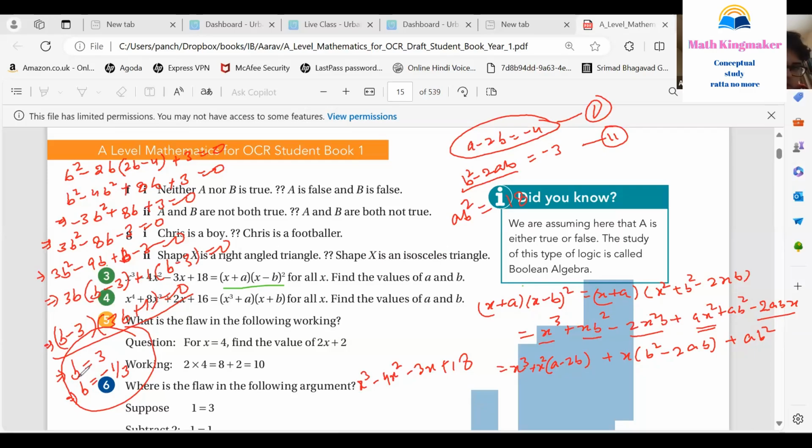Okay, got it. AB squared is 18. So B is 3 or minus 1/3. A is 2B minus 4. 6 minus 4, 2. 2 times minus a third, minus 2/3 minus 4, minus 14 over 3.